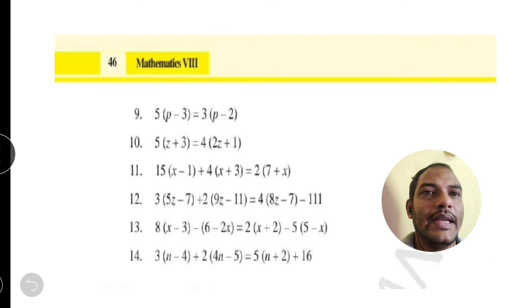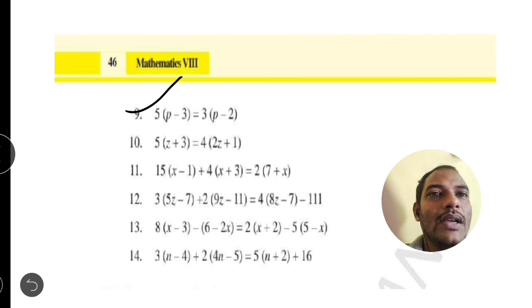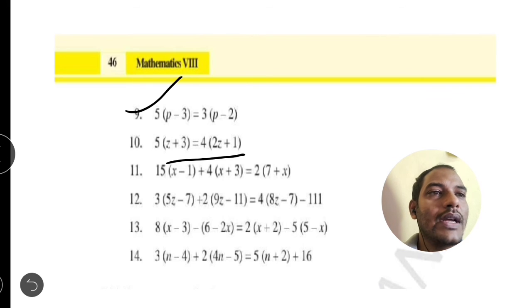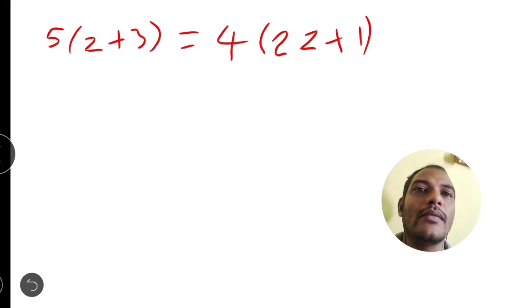So the next, ninth problem, is homework for you. 5 bracket of p minus 3 equals to 3 bracket of p minus 2. Now let's go to the 10th problem. 5 bracket of z plus 3 equals to 4 bracket of 2z plus 1.